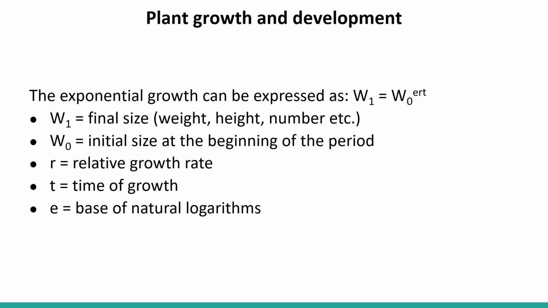Now, the geometric growth can be expressed with this formula: W1 = W0 e^(rt). Now, what is W1? It is the final size, which can be either the weight, height, number of cells, anything. What is W0? It is the initial size at the beginning of the period. What was the initial size? Initial weight, initial height, initial number of cells, initial area, or you can take volume also into consideration.